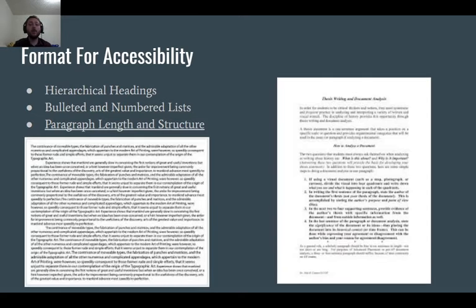And then you want to look at paragraph length and structure. This kind of goes with the last two for accessibility. Over here on the left, we see a report, and it's blurred out on purpose, that's clearly very long. The paragraphs are very long. Immediately you look at that and go, ugh, I don't want to read that.